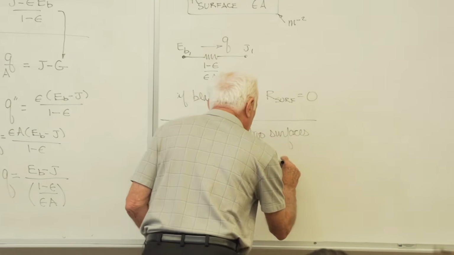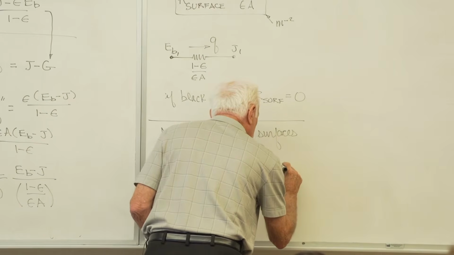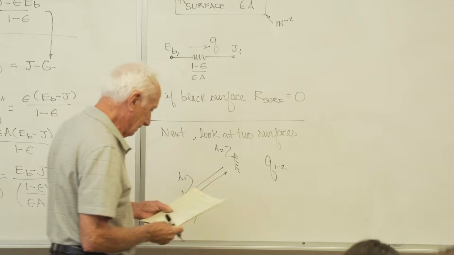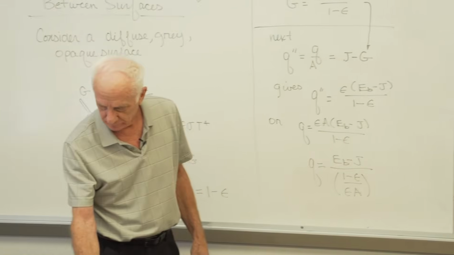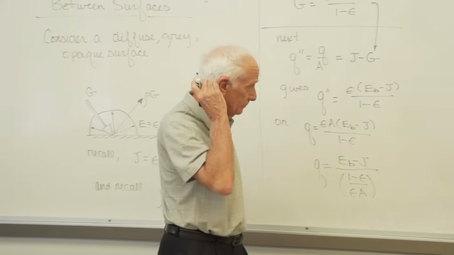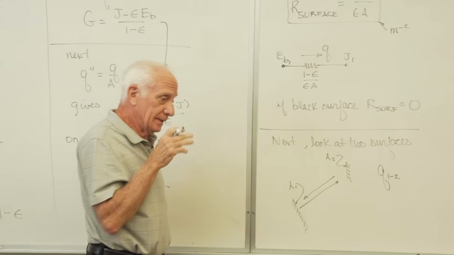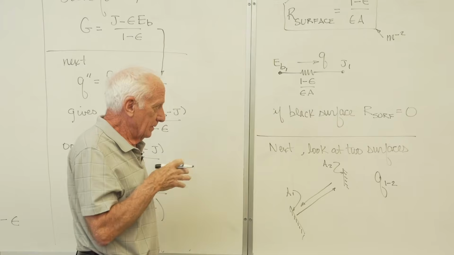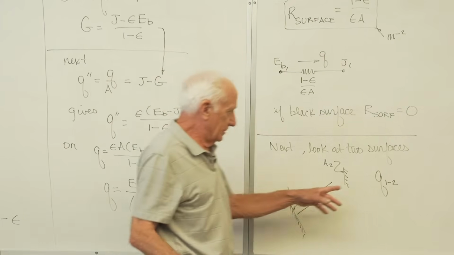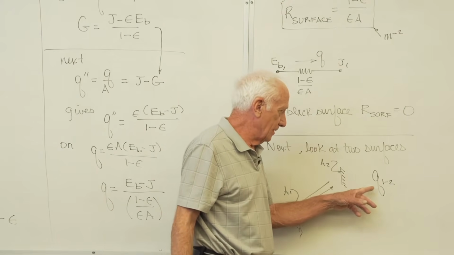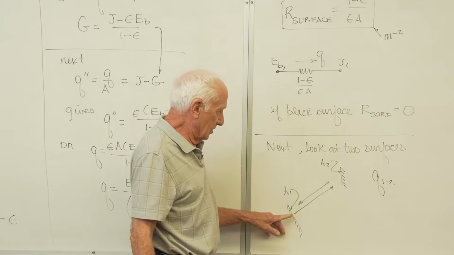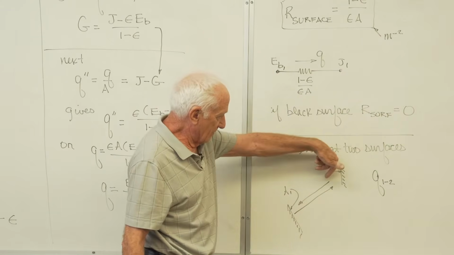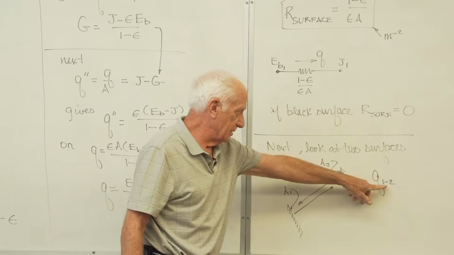Okay, so we have Q, I'm going to use a subscript 1-2. The dash means between. This is the radiation heat transfer between surfaces 1 and 2. Some radiation goes from 1 to 2, some comes back from 2 to 1. This is a difference.